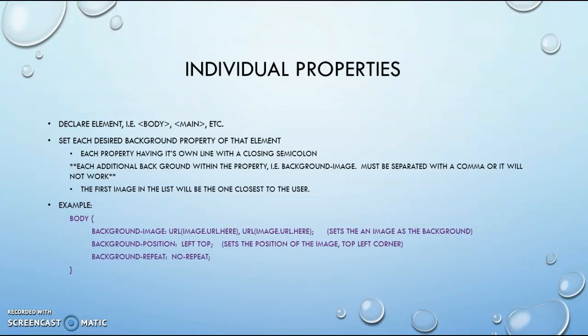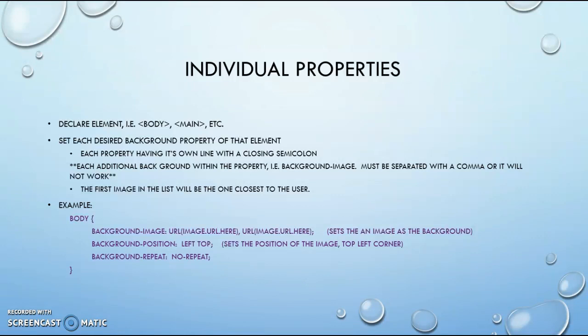Let's talk about the individual properties. First you're going to declare the element, like the body or main or whatever element, class, or ID you want to make this work in. Then you set each desired background property of the element, each property having its own line with a closing semicolon.